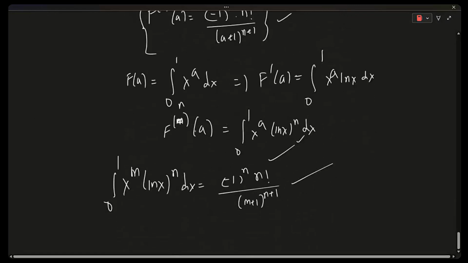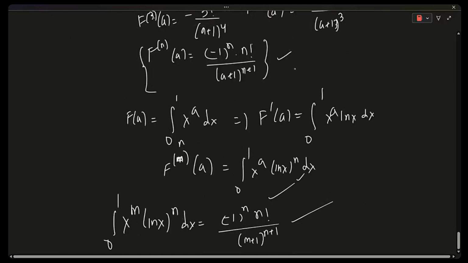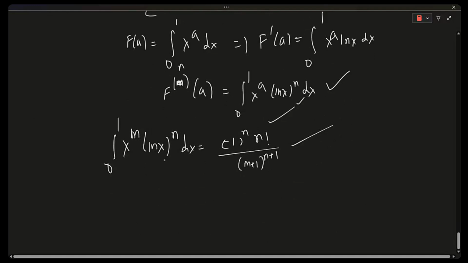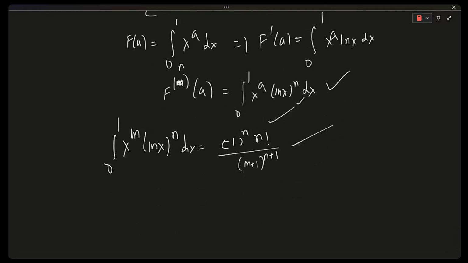So now simply equate the value of f(m) at the nth differentiation in these two representations. We simply get the answer: integral of x to the power m and (ln x) to the power n is (minus 1) to the power n into n factorial by (m plus 1) to the power n plus 1.